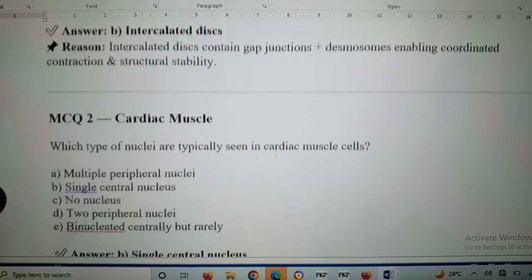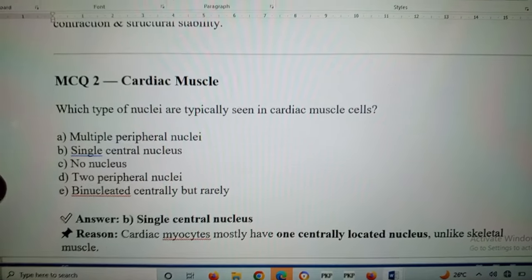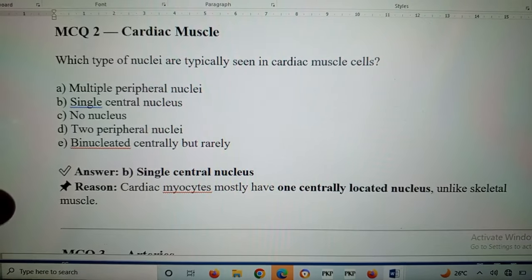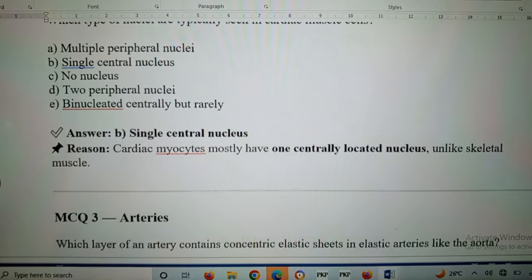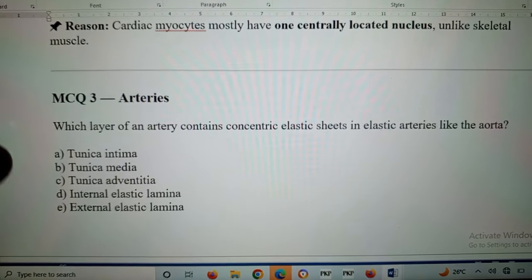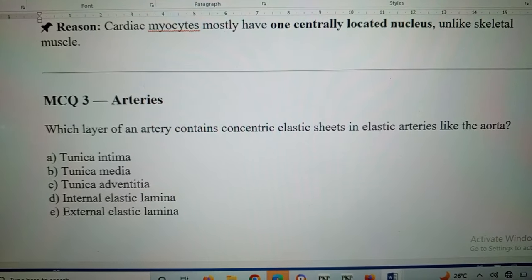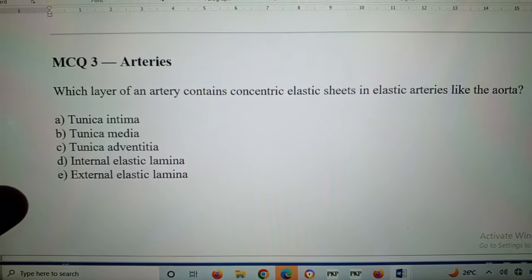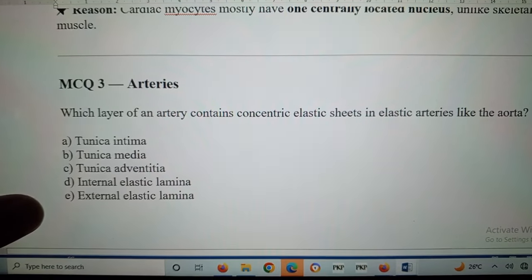Cardiac muscle. Which type of nuclei are typically seen in the cardiac muscles? Single central nucleus is present. Cardiac myocytes mostly have one centrally located nucleus, unlike skeletal muscle. Skeletal muscle is multinucleated.